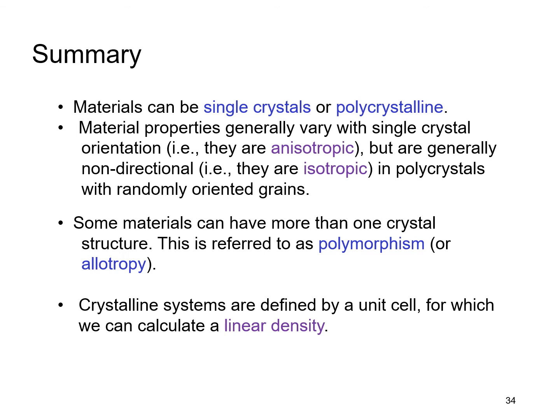Some materials have more than one crystal structure. This is referred to as polymorphism or allotropy. And finally, the crystal systems are defined by a unit cell for which we can calculate a linear density. And with that, we will wrap up chapter 3. Please look at your homework, look at the examples.